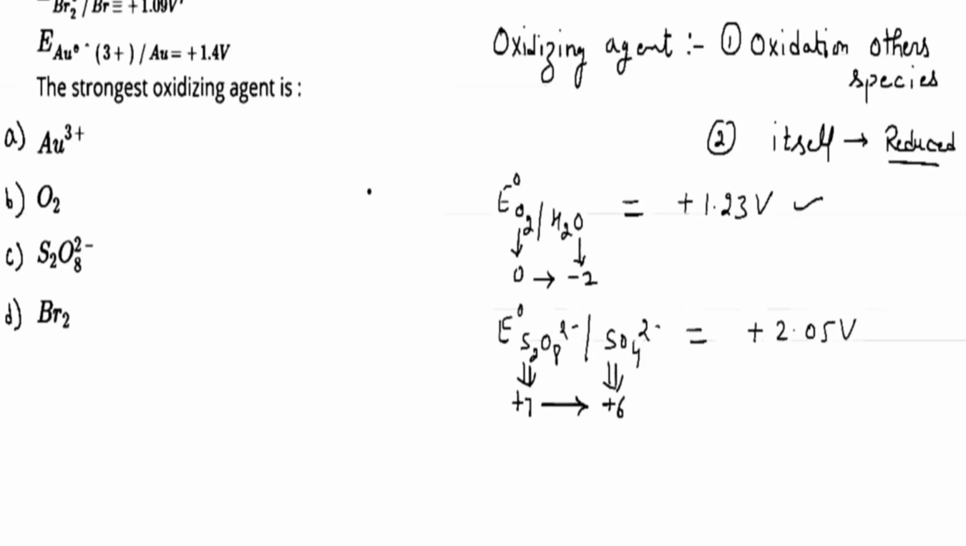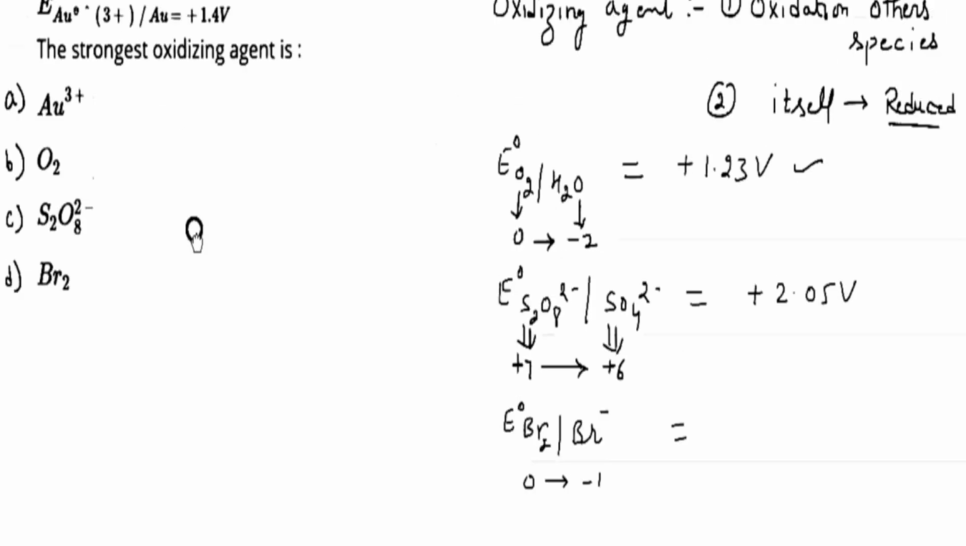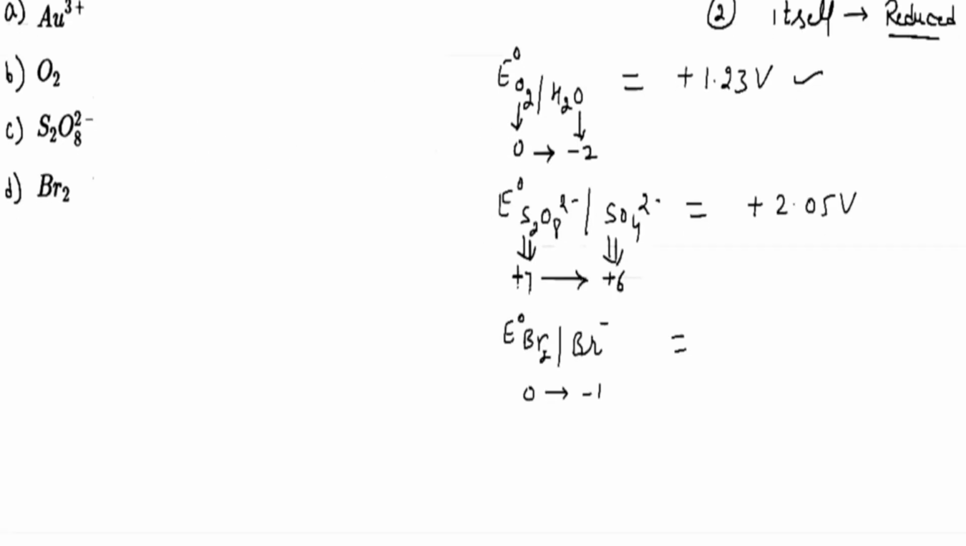Now the other data is like this: E naught of Br2 to Br negative. Bromine is a liquid, so it has oxidation number 0, and it is converting into -1. So there is a decrease in oxidation number. For this the value is given as plus 1.09 volt.